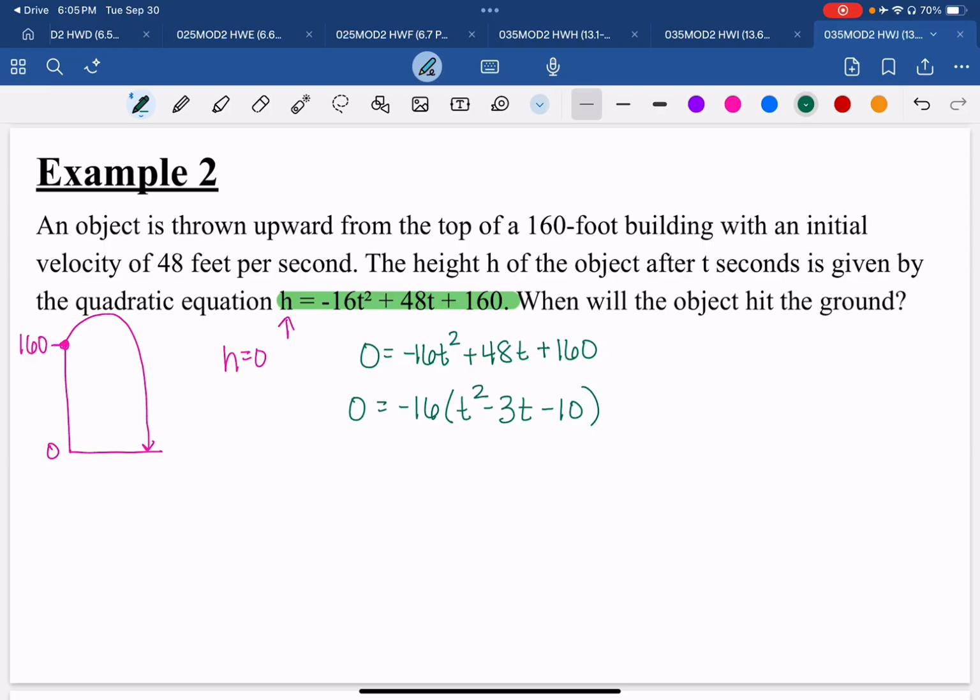Now I'm going to factor that trinomial. So I need numbers that are going to multiply to negative 10 and add to negative 3. Those numbers are going to be negative 5 and positive 2. So I'm going to bring down 0 equals negative 16, and rewrite this as t minus 5 and t plus 2.